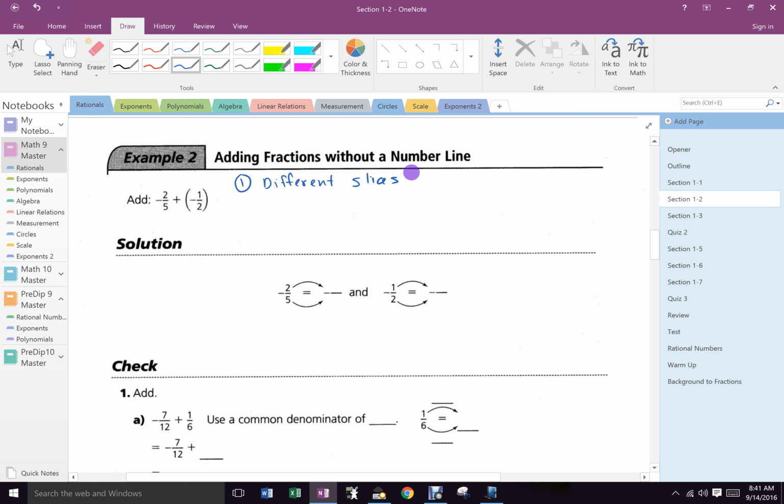Okay, different slices. And I say to myself, self, that's no good. Slices must be the same. And the slices are the denominators. So the denominators need to be the same. All right? So what are we going to use with 2 and 5?